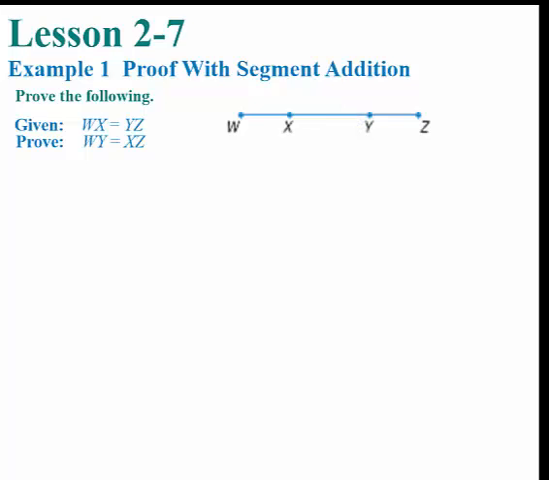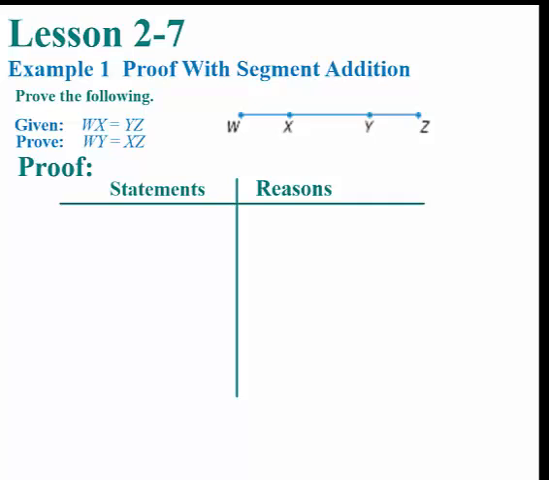Okay, so the first thing I'm going to do is start this off with a 2-column proof. I'm going to make my T-chart, statements on the left, reasons on the right, and the first thing I'm going to do is write down the given information. They tell me that WX equals YZ, and I'm going to go ahead and mark that in the picture so I know that those are equal to each other.